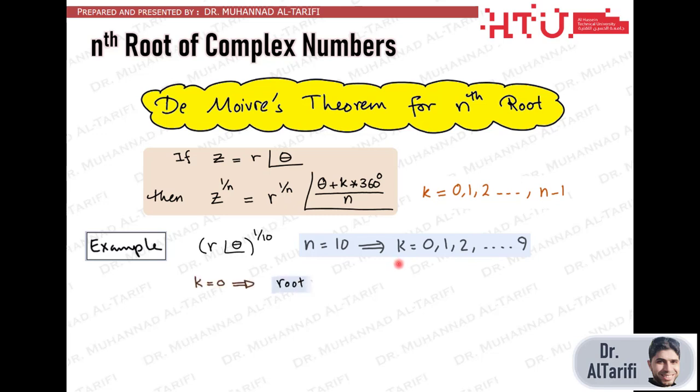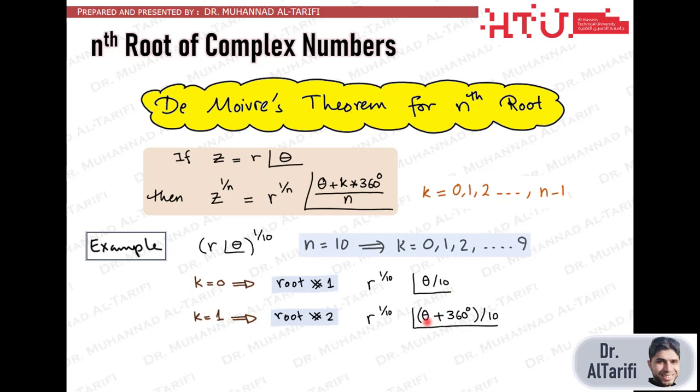So, if k equals 0, then the phase is theta divided by n, or theta divided by 10 because n equals 10. If k equals 1, then the phase is theta plus 360 degrees, all divided by 10. And if k equals 9, then the phase is theta plus 9 times 360 degrees, all divided by 10. Note here that regardless of the k value, the root magnitude is always r to the power 1 over n.